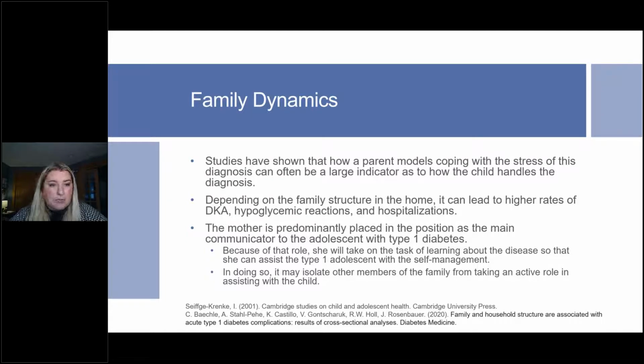Again, some research shows that the mother is predominantly placed in the position as the main communicator to the adolescent with type 1 diabetes. Again, we're looking at a very traditional home. Obviously there's a lot of different home lives that we can look at. There's a lot of different types of guardians.